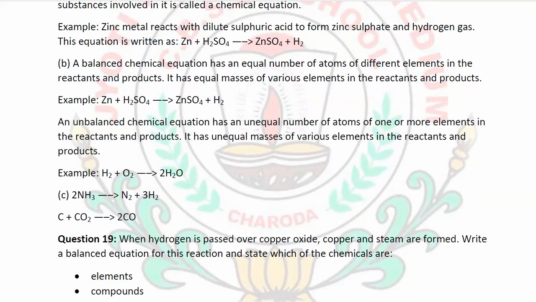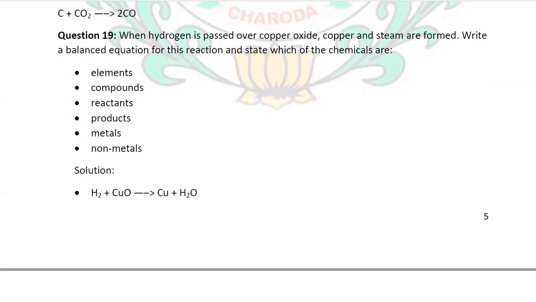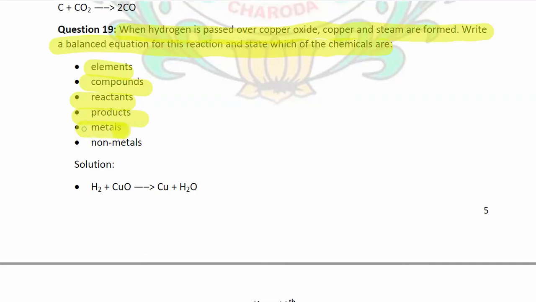Next, when hydrogen is passed over copper oxide, copper and steam are formed. Write a balanced chemical equation for this reaction and state which of the chemicals are elements, compounds, reactants, products, metals, non-metals.